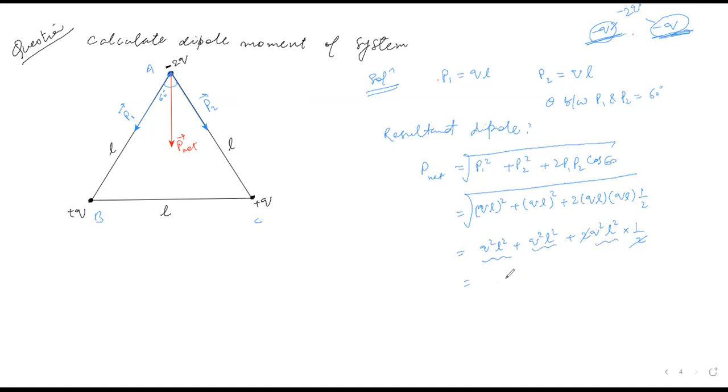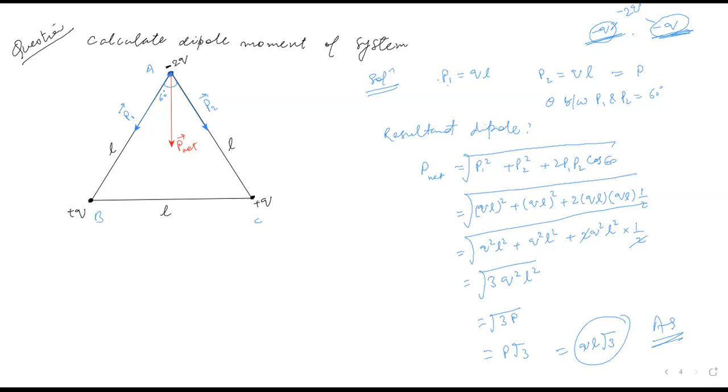We can write here 3 Q square L square. And we can also write 3 P square, because you can see P1 and P2 are the same in magnitude, and we can finally consider them as P. So this is root of 3 P square, which is P root 3, and what is the value of P? It is QL. So the answer is QL root 3. This is your final answer. Okay, note it down fast.